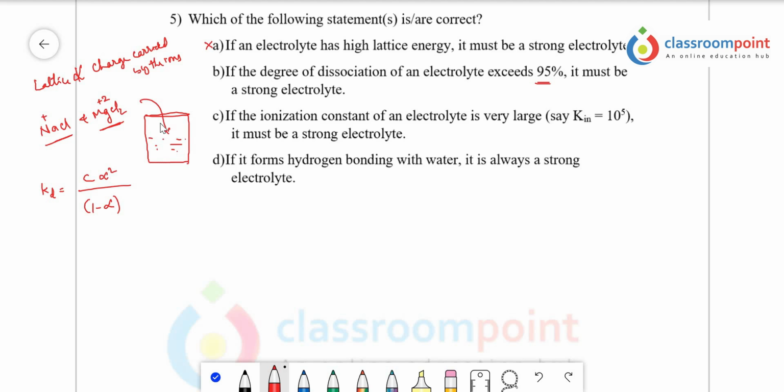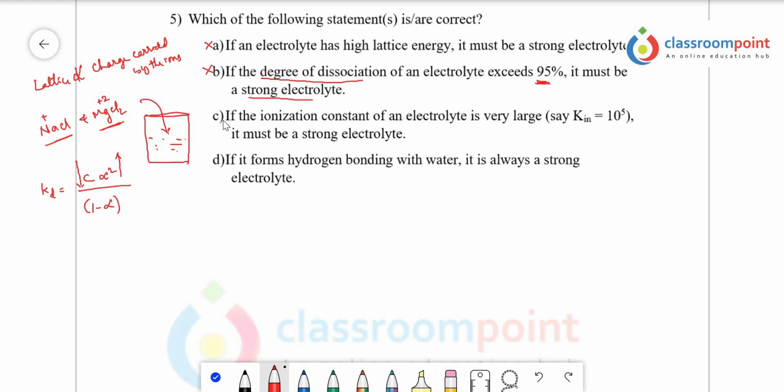But when you keep on adding water unconditionally, at infinite dilution, concentration becomes negligible, almost decreases, and the degree of dissociation of the weak electrolyte increases. It means at infinite dilution, even for weak electrolytes, the degree of dissociation exceeds 95%. So we cannot decide the nature of the electrolyte based on only the degree of dissociation. Hence, it is also wrong.